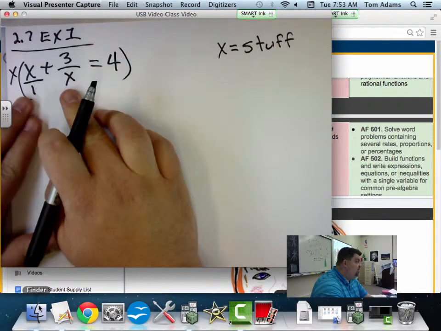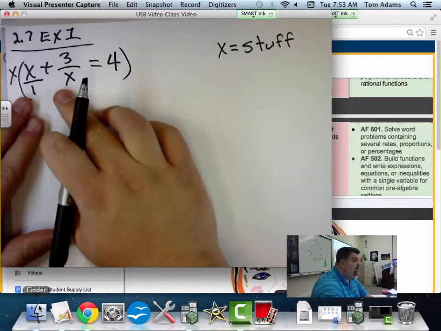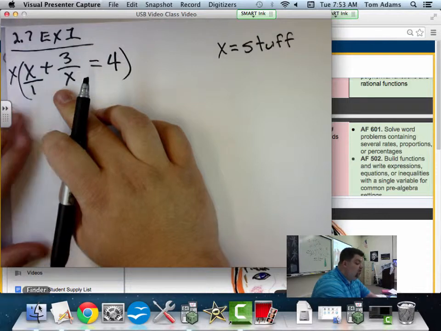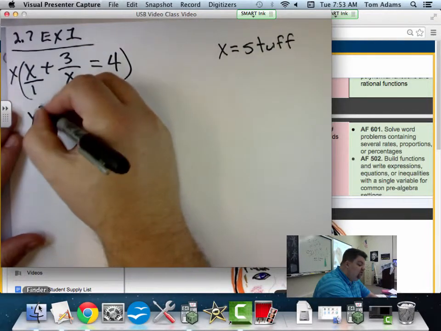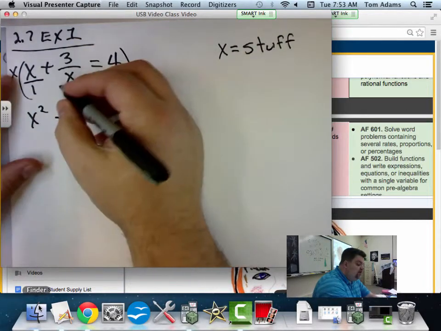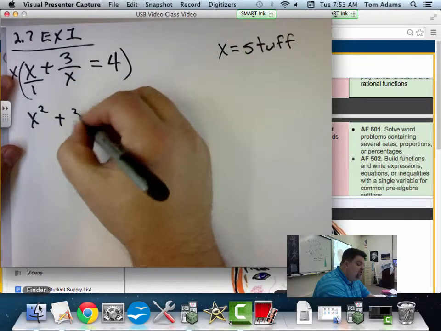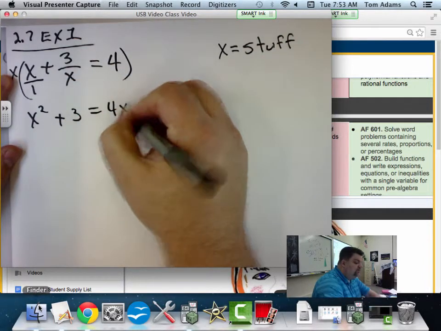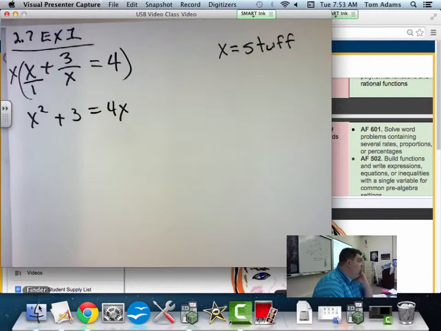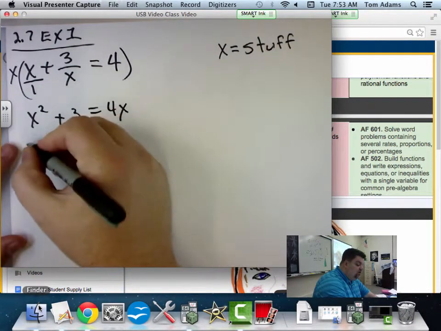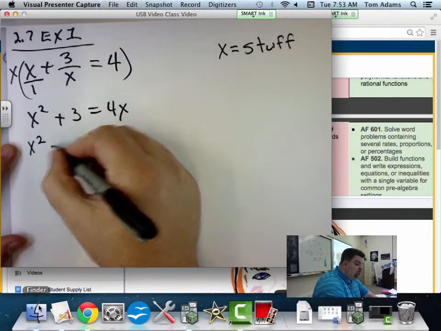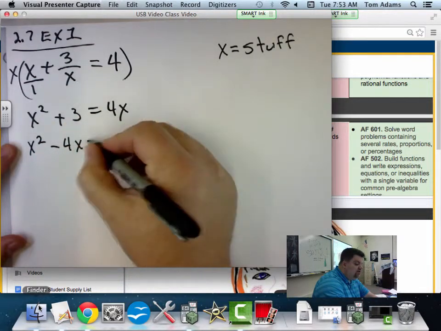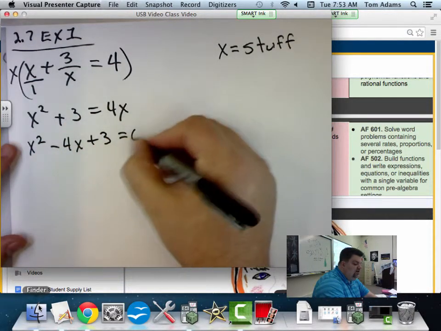We could use the common denominator technique, or another technique is to take the denominator and multiply it by everything in the equation. So if I do that, that gives me x squared. This x will cancel with this x, so it'll be plus 3 is equal to 4x. Well, now that looks like a quadratic equation. I could probably solve that. So if I rewrite this, I get x squared minus 4x plus 3 is equal to 0.